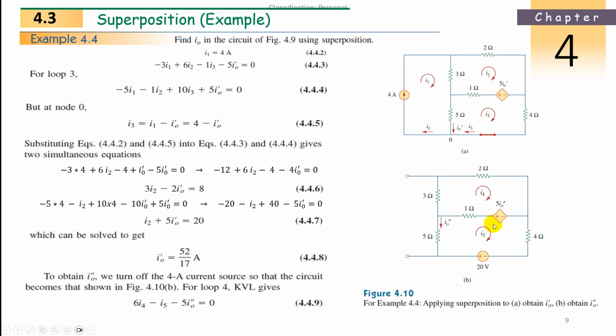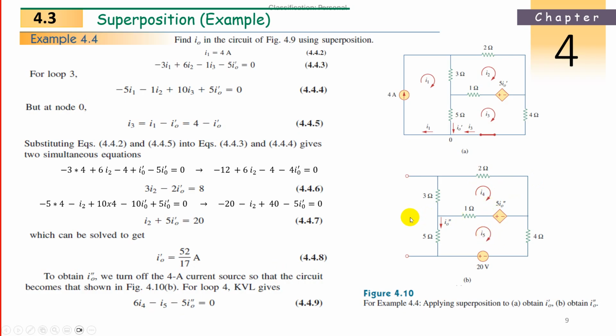Which loop is it taking? Loop 4. Yes, current leaving, so minus 5 I0 double dash. If current is entering, it should be plus; if current is leaving the plus terminal, it should be minus 5 I0 double dash. So this is the loop equation for this loop, the 4th loop.